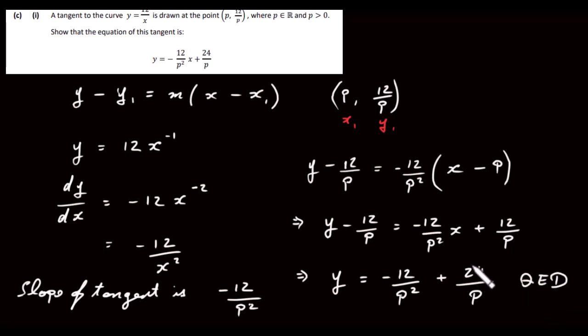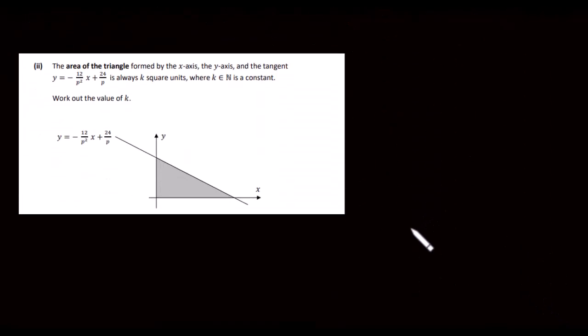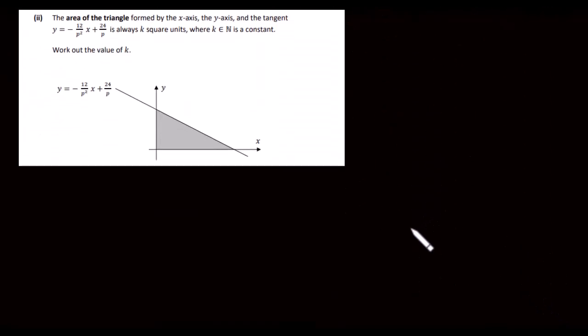Okay, so that's it for C part 1. Let's have a look at C part 2. The area of the triangle formed by the x-axis, the y-axis, and the tangent that we've just worked out the equation of is always k unit squared, where k is natural and it is a constant. Work out the value of k.